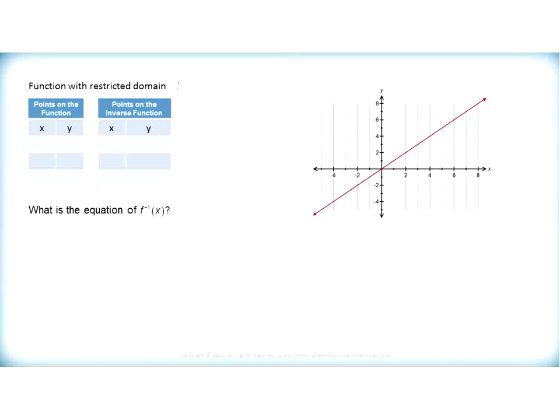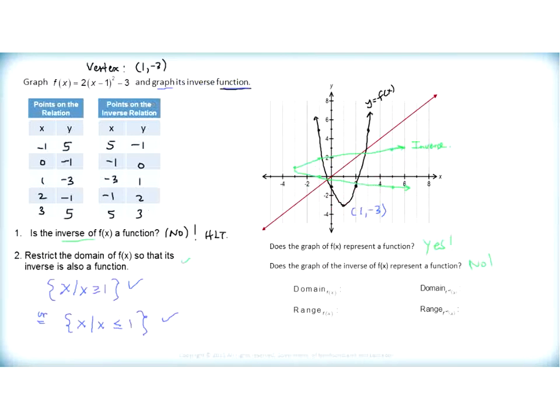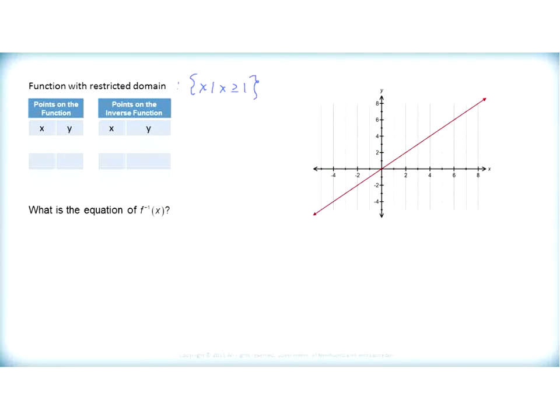Let's consider the function with the restricted domain. Let's consider the domain greater than or equal to 1. So now I'm considering a new function with a restricted domain. Same function that I started with, but a restricted domain. So I'm only going to consider values of x greater than or equal to 1. So let's go back to my table of values. Here are values of x greater than or equal to 1: 1, 2, and 3, with y-values -3, -1, and 5.